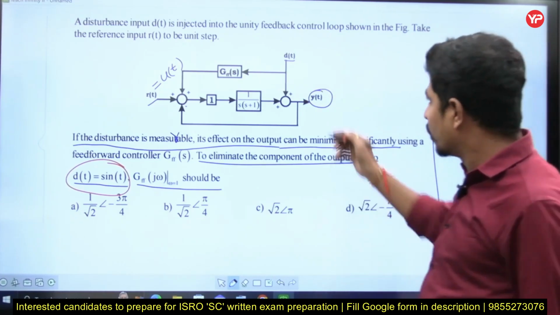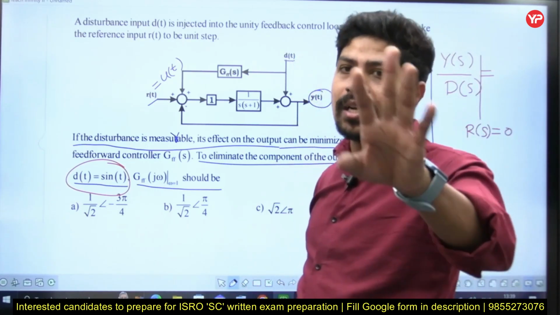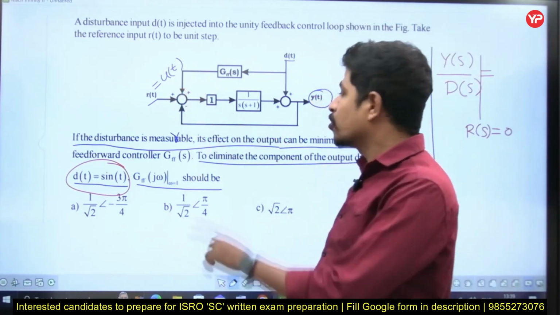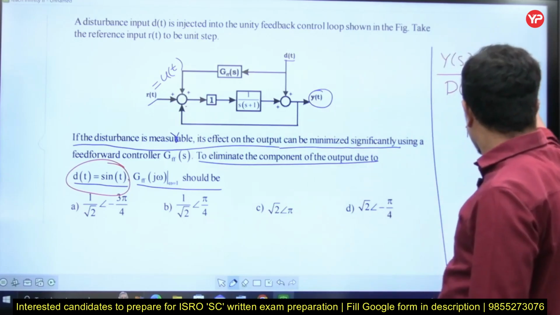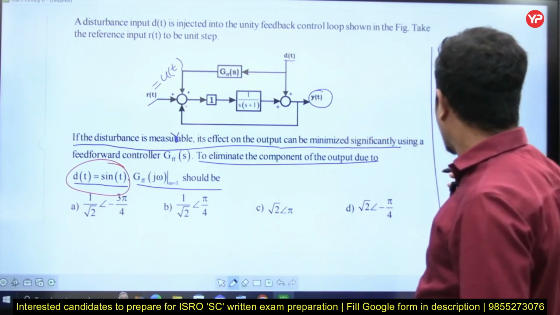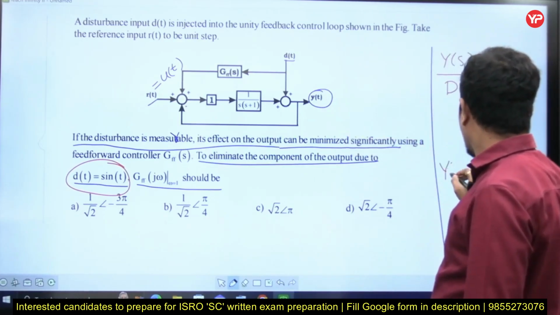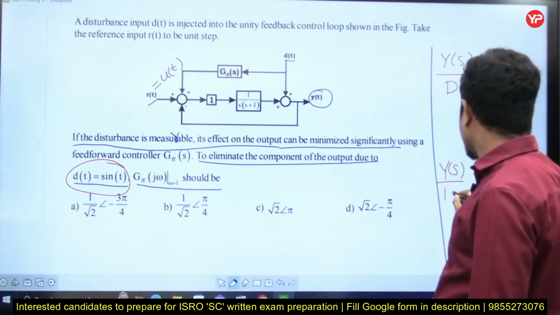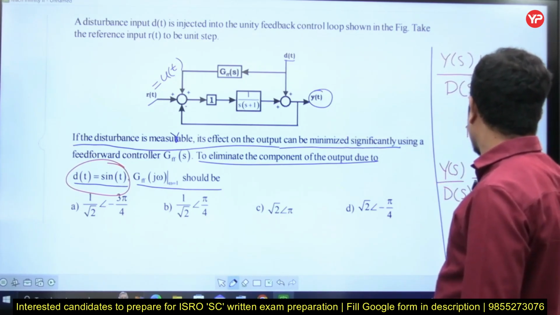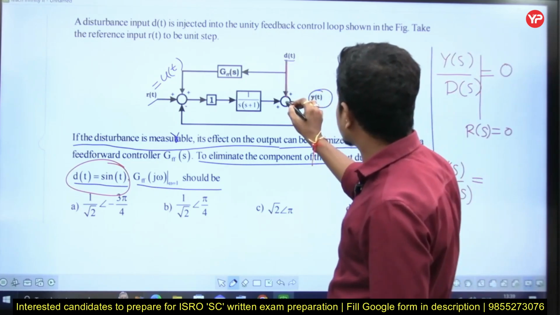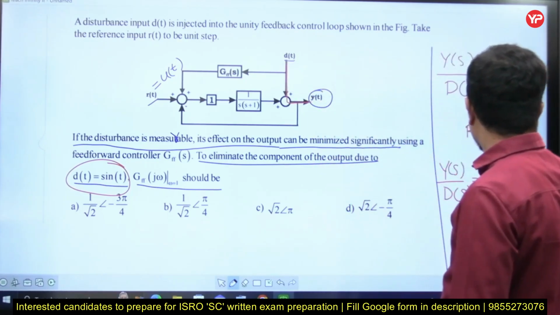When I am considering one input, D of t, I should not consider R of t. When I am considering R of t, I should not consider D of t. This must be equal to 0. Find out how many forward paths there are. So, Y of S by D of S. How many forward paths are there? This is the first forward path. The forward path gain is 1.